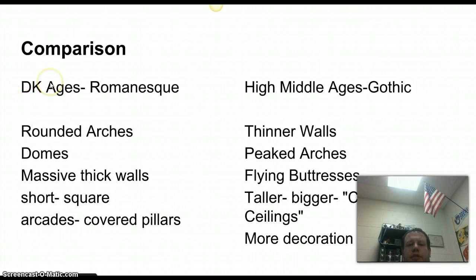First off, in the Dark Ages, the early Middle Ages, it's very, very Roman. It's rounded arches, it's domes, big, huge, thick walls. They're short buildings, they're very square. They have pillars in them. But as we get further and further, say, after year 1000, walls get thinner. Arches have a peak to them, which allows them to support more weight. We create something called a flying buttress. We'll talk about it later on. I know, buttress, funny word, whatever.